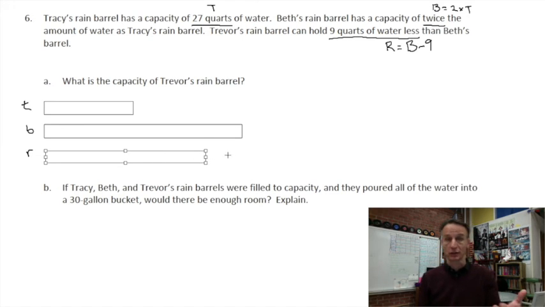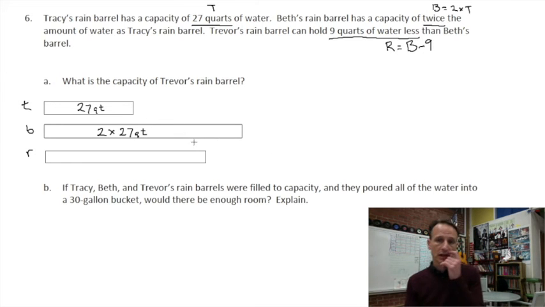So Trevor is 9 quarts less than Beth. So he's 9 quarts less. I don't know really where to draw that, right? Because we haven't done the math yet, but I know it's going to be a little bit less than Beth. So we just kind of estimate the sizes of these. So Tracy is going to be 27 quarts. Beth is going to be 2 times as much as that. And let's go ahead and do that math, because that will help us with Trevor's, right?